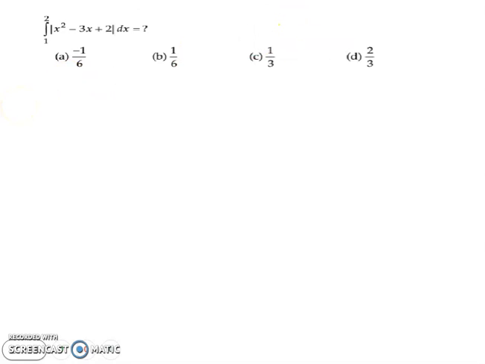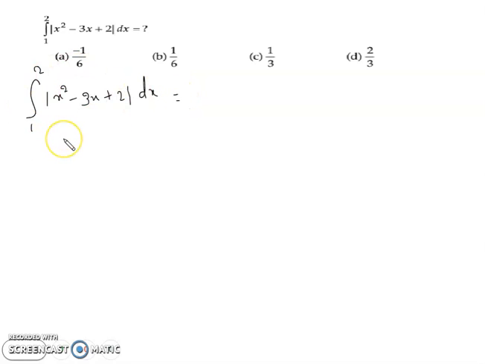So today I am going to discuss a very important question on integration, and we have to check which option is correct. According to the question, we have the limit 1 to 2 and the function is in mod, so you can write here |x² − 3x + 2| dx. So it is a function, right?